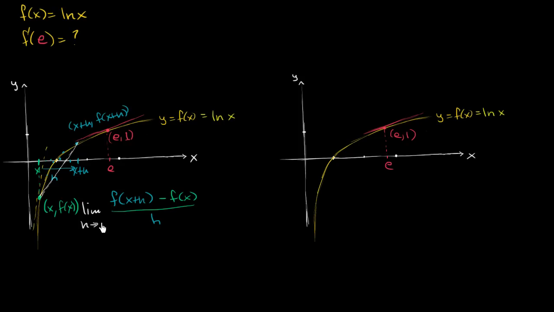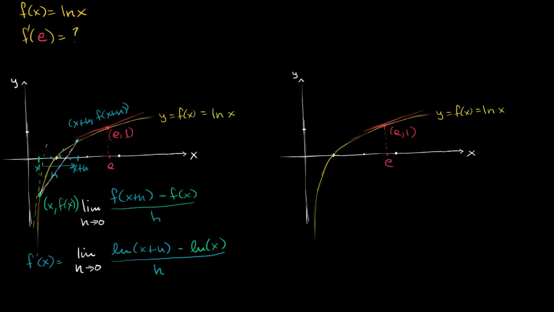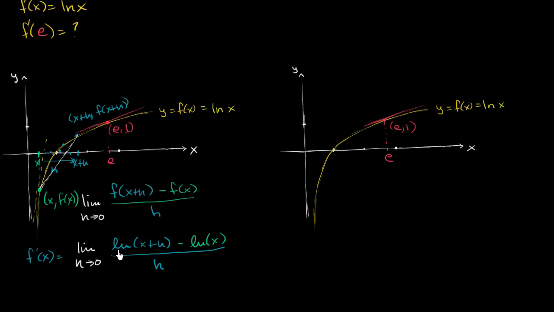So in the case when f of x is the natural log of x, this will reduce to the limit as h approaches 0 of f of x plus h, which is the natural log of x plus h, minus the natural log of x, all of that over h. So for our particular f of x, this is equal to f prime of x. So if we wanted to evaluate this when x is equal to e, then everywhere where we see an x, we just have to replace it with an e. This is essentially expressing our derivative as a function of x.